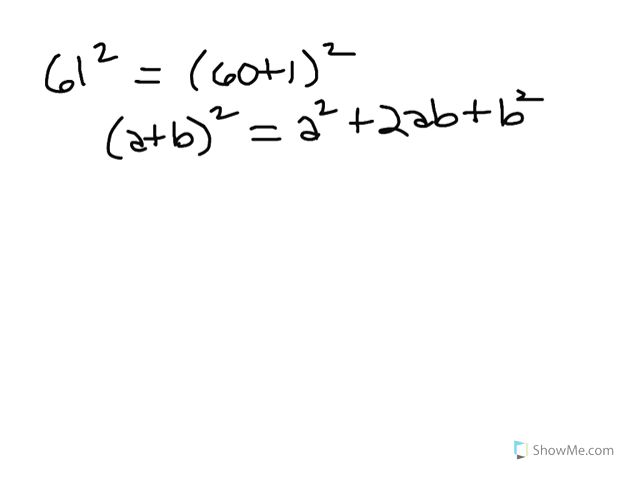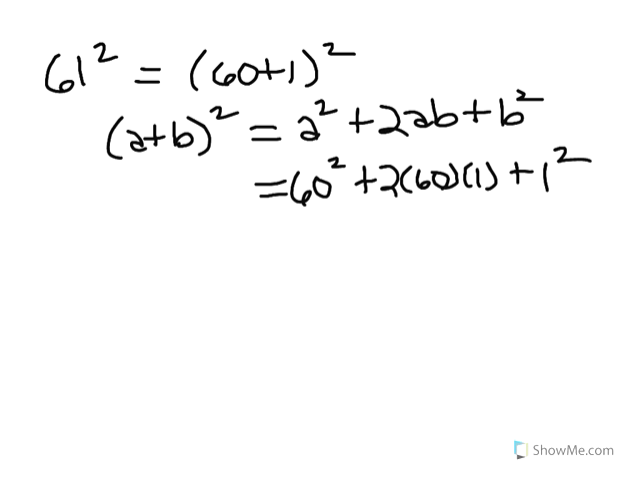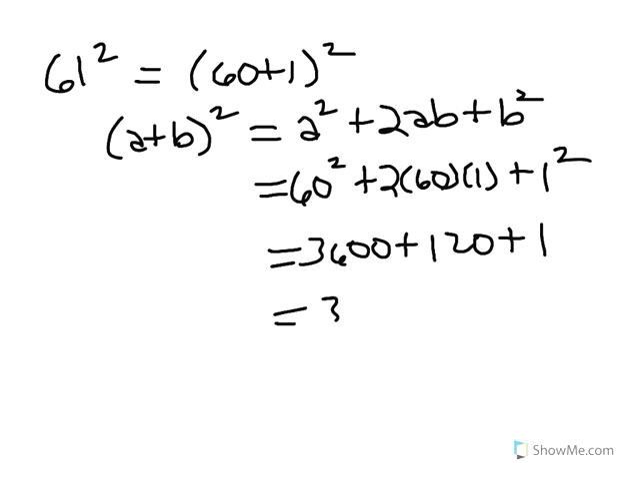Anyway, to use this, we have to acknowledge that 60 is being cast as a, and 1 is being cast as b. If we were not going to use mental math, we could simply have 60 squared plus 2 times 60 times 1 plus 1 squared. And if you follow that through to its logical conclusion, you have 3600 plus 120 plus 1, which is 3,721.